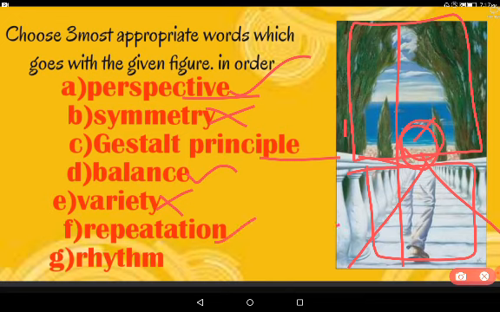There is repetition, and there is no rhythm. So we should obviously go with balance, then perspective, and then repetition. Okay, why are we excluding Gestalt principle? Because it's not seen throughout the figure.